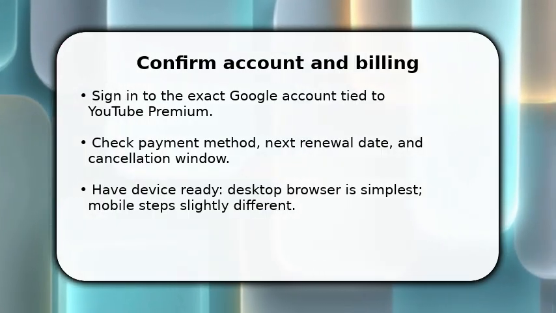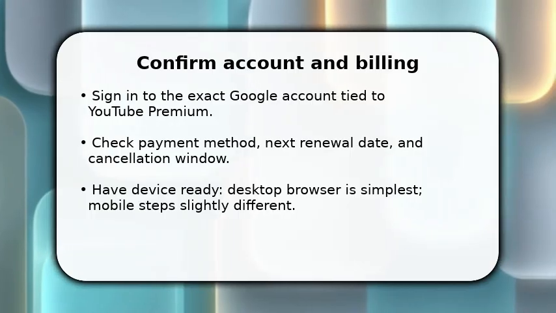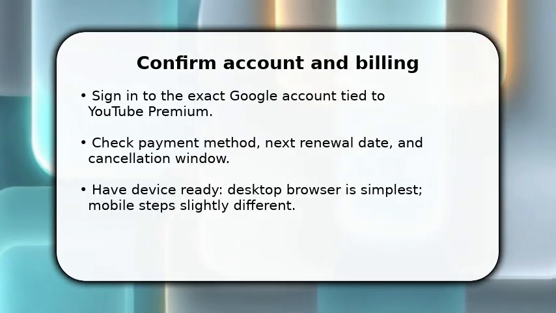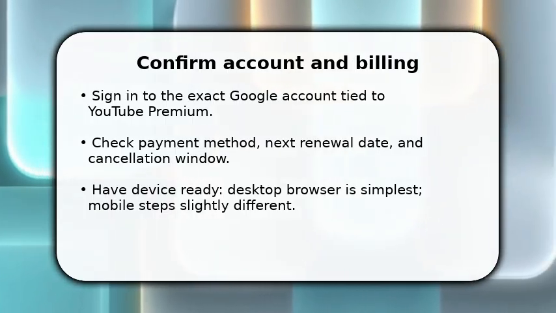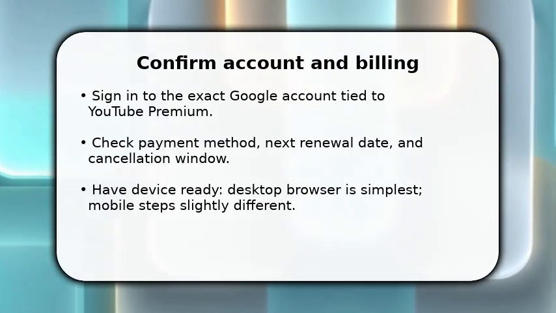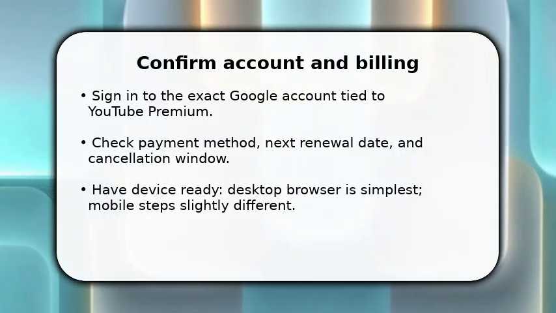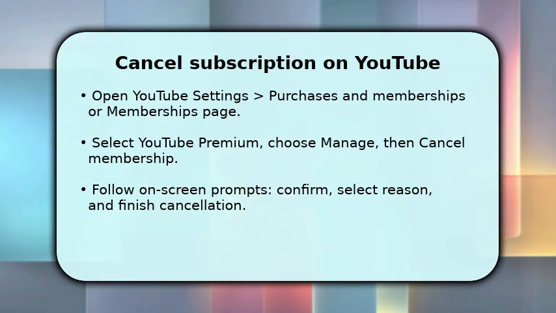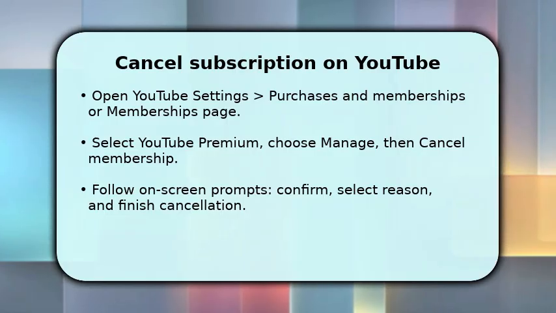you'll lose access to. Once done, verify whether you're on a free trial or paid plan because the cancellation timing differs. Make sure to note any family plan membership or Google Play subscription that might control the premium status before you proceed to cancel. Start by clicking Manage for the premium membership and choose Cancel Membership.